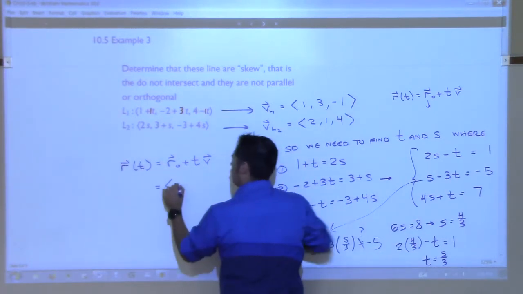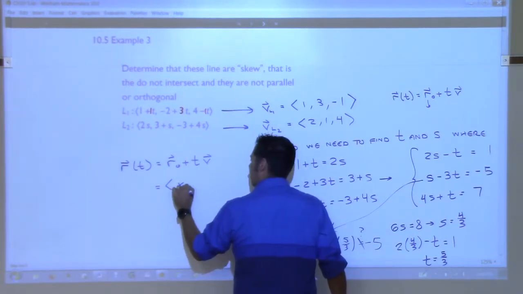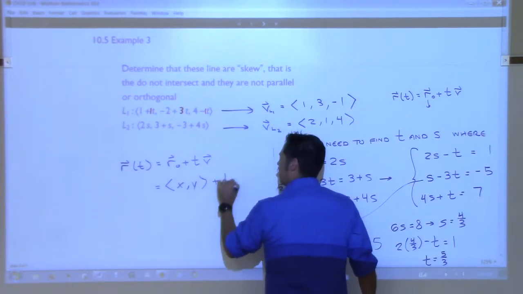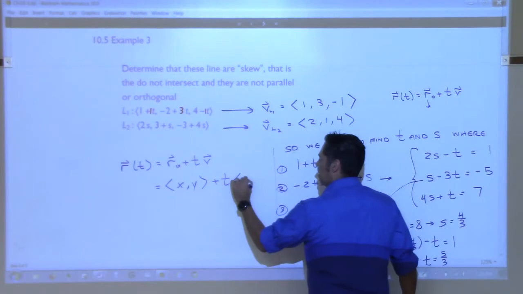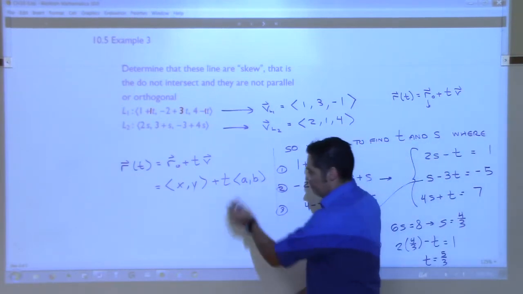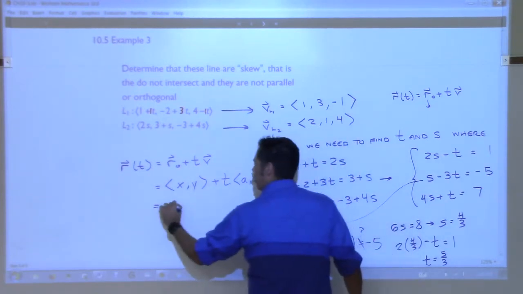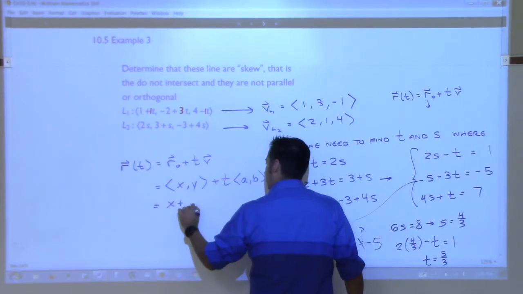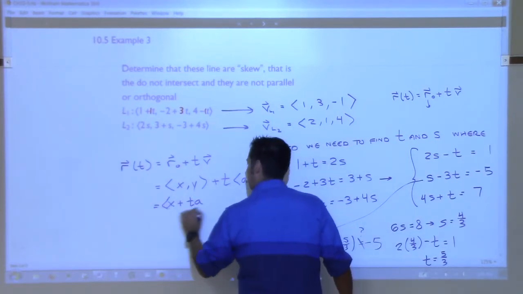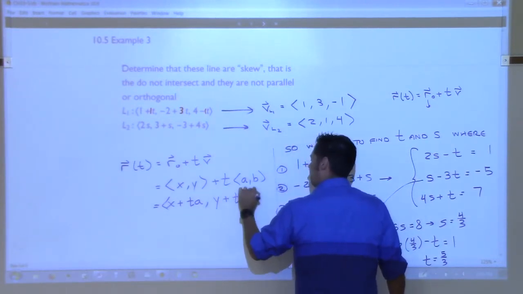No, I'll just call it x and y. Okay. Plus t times v, and v is two-dimensional, right? I'll call it ab. Now, this is my vector right here, right? I just add these together. So I get x plus ta, and then y plus tb, right?